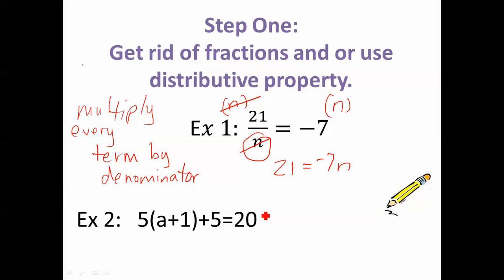Here's one that's distributive property. We learned how to work that. 5 times a is 5a. 5 times 1 is plus 5. We keep our plus 5 equals 20 outside. So that's how we work those. You should have written this down in your notebook.